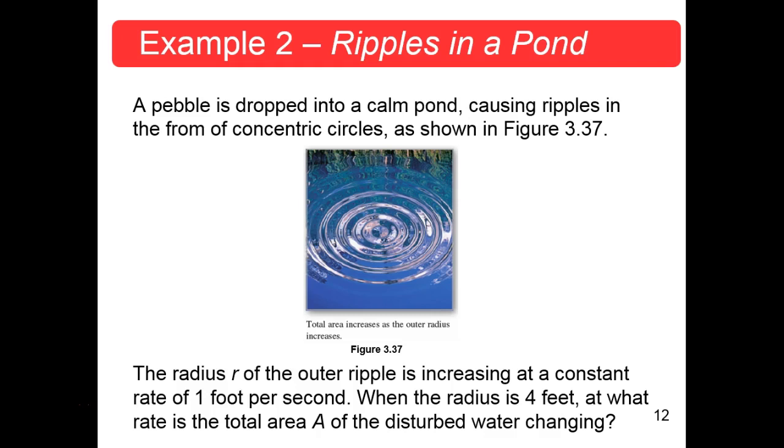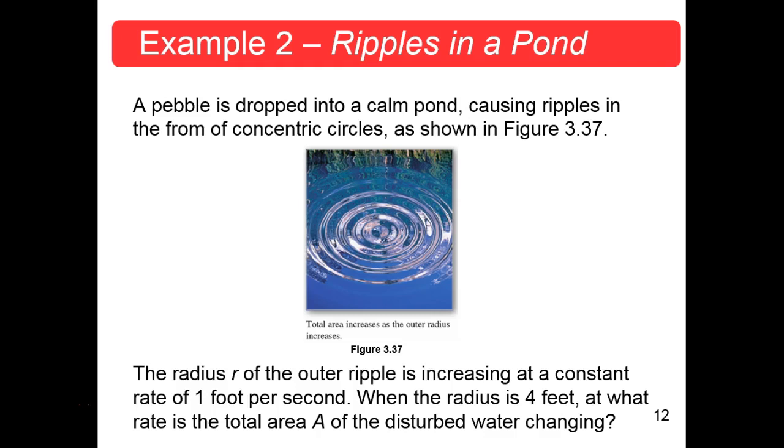Okay. A pebble is dropped into a calm pond, causing ripples to form concentric circles, as shown in this figure. The total area increases as the outer radius increases, the total area affected as they move out. The radius r of the outer ripple is increasing at a constant rate of 1 foot per second. When the radius is 4 feet, at what rate is the total area, A, of the disturbed water changing?